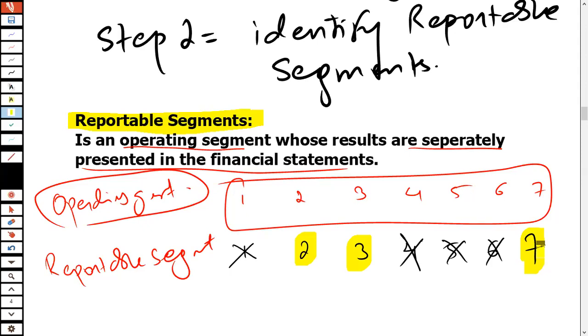Is everyone okay with this concept of reportable segment? It's one of the operating segments. First and foremost, a reportable segment is an operating segment. That means it has to be an operating segment first. It's an operating segment whose results are separately presented in the financial statement, and that is going to be considered a reportable segment.